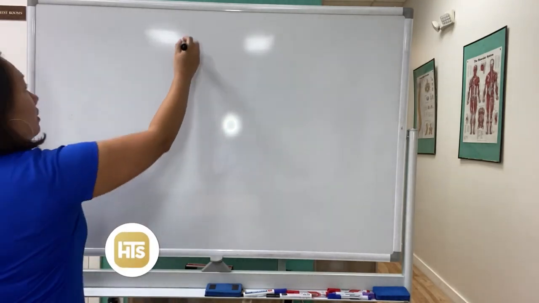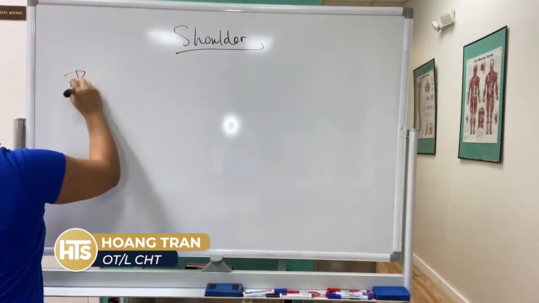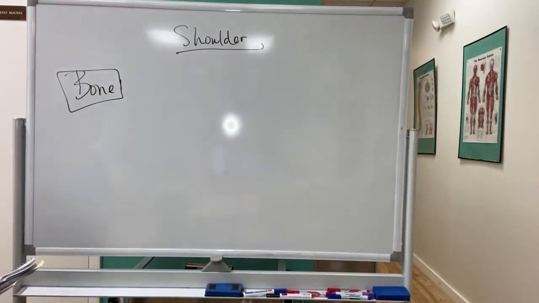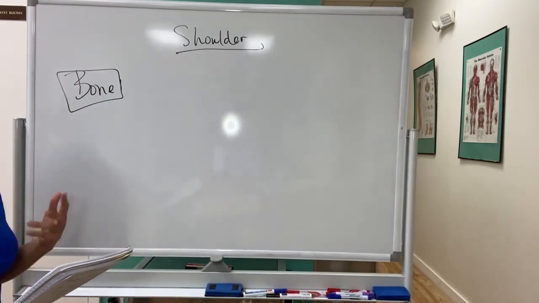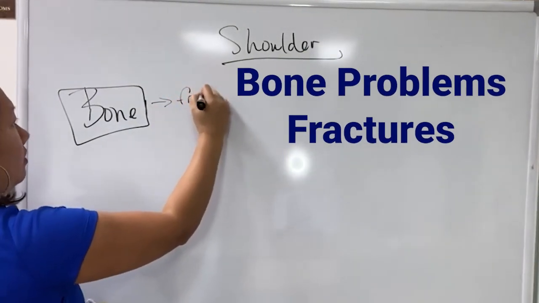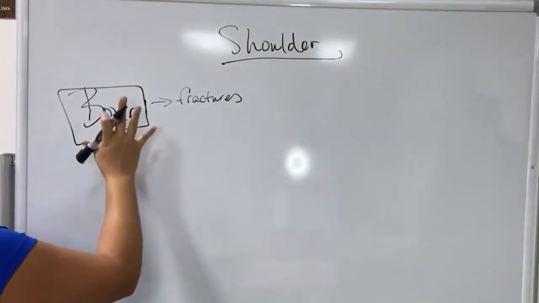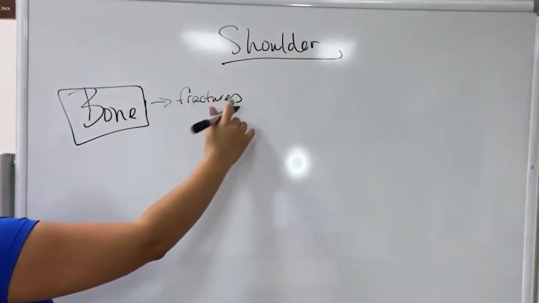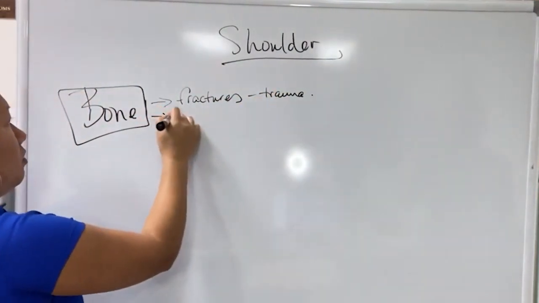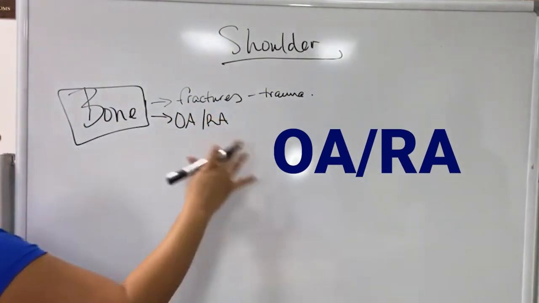Now in the shoulder, this is how I like to chunk it up, right? So we have bone problems, right? So what kind of bone problems can we potentially have? So bone types of problems are fractures, right? So we're gonna group them into something where you say bones have, you can have fractures. It can be due to trauma, right? You can have bone problems, and it can be due to arthritis, rheumatoid arthritis types of issues, right?